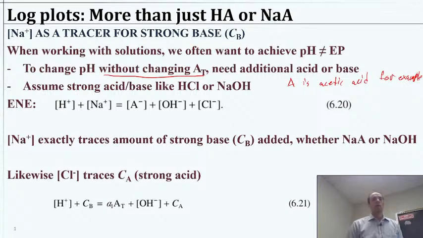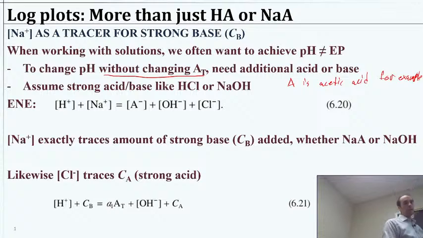Okay, so then we're going to assume that as we're adjusting the pH, we're using a strong acid or a strong base like HCl or NaOH. There's a few others that could serve there. Potassium hydroxide, for example, KOH could work just fine too. So in this case, our electroneutrality equation, if we put the positives on the left, negatives on the right, we would have H plus, Na plus on the left, and then A minus, OH minus, and Cl minus on the right.